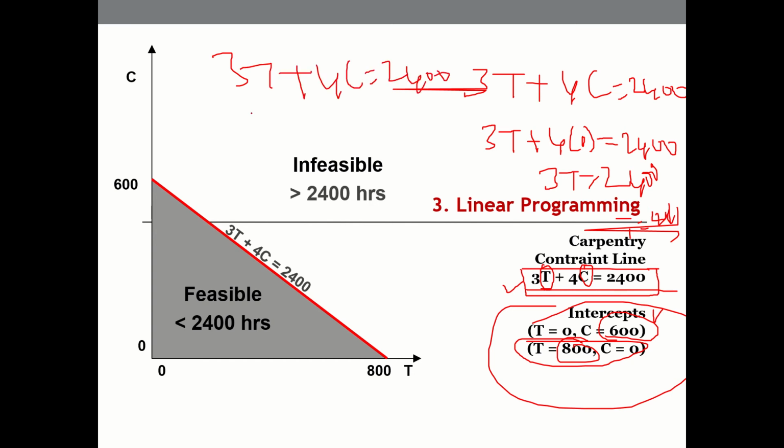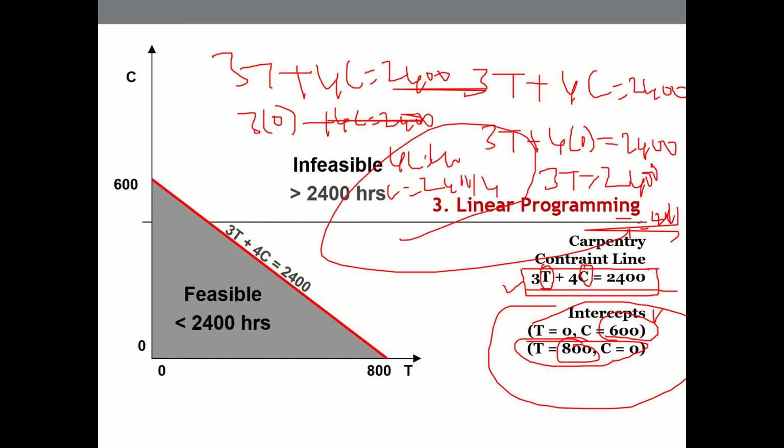Similarly, for 3t plus 4c equal to 2,400, in this case we put 0 in the place of t, so 0 plus 4c is equal to 2,400, and c is equal to 2,400 divided by 4. So we get 600 for it. The intercepts for this equation are these. Now, how do we construct this?